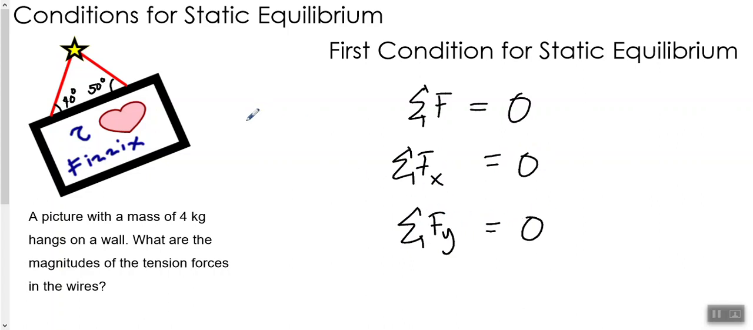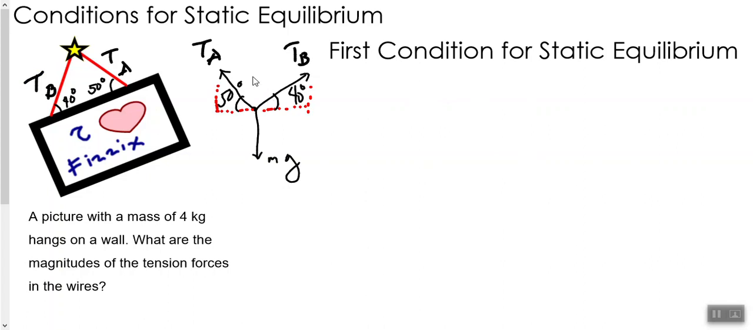So let's take a look at this example in here. You have a picture with a mass of 4 kilograms hanging on a wall. What are the magnitudes of the tensions in the wires held at 40 and 50 degrees? In order to solve this, we're always going to apply the PI method. So we're going to draw a picture of this. We have a picture, we're going to draw the information. We're going to use a free body diagram. So let's draw a free body diagram for that.